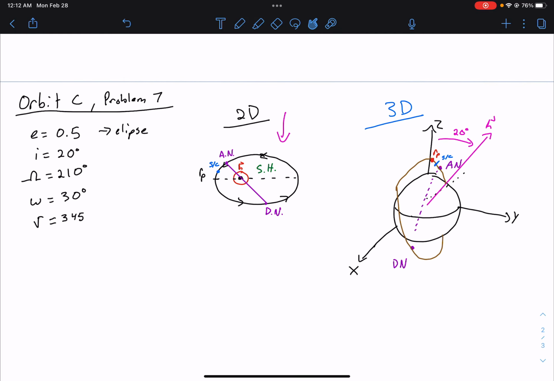Okay, let's go ahead and just double check here. We've got our ascending node, we've got our descending node, we've got our angular momentum vector, along with our inclination angle labeled, periapsis, spacecraft, and our coordinate system. So I think that's it. I hope this really helps, and yeah, good luck on your exam.